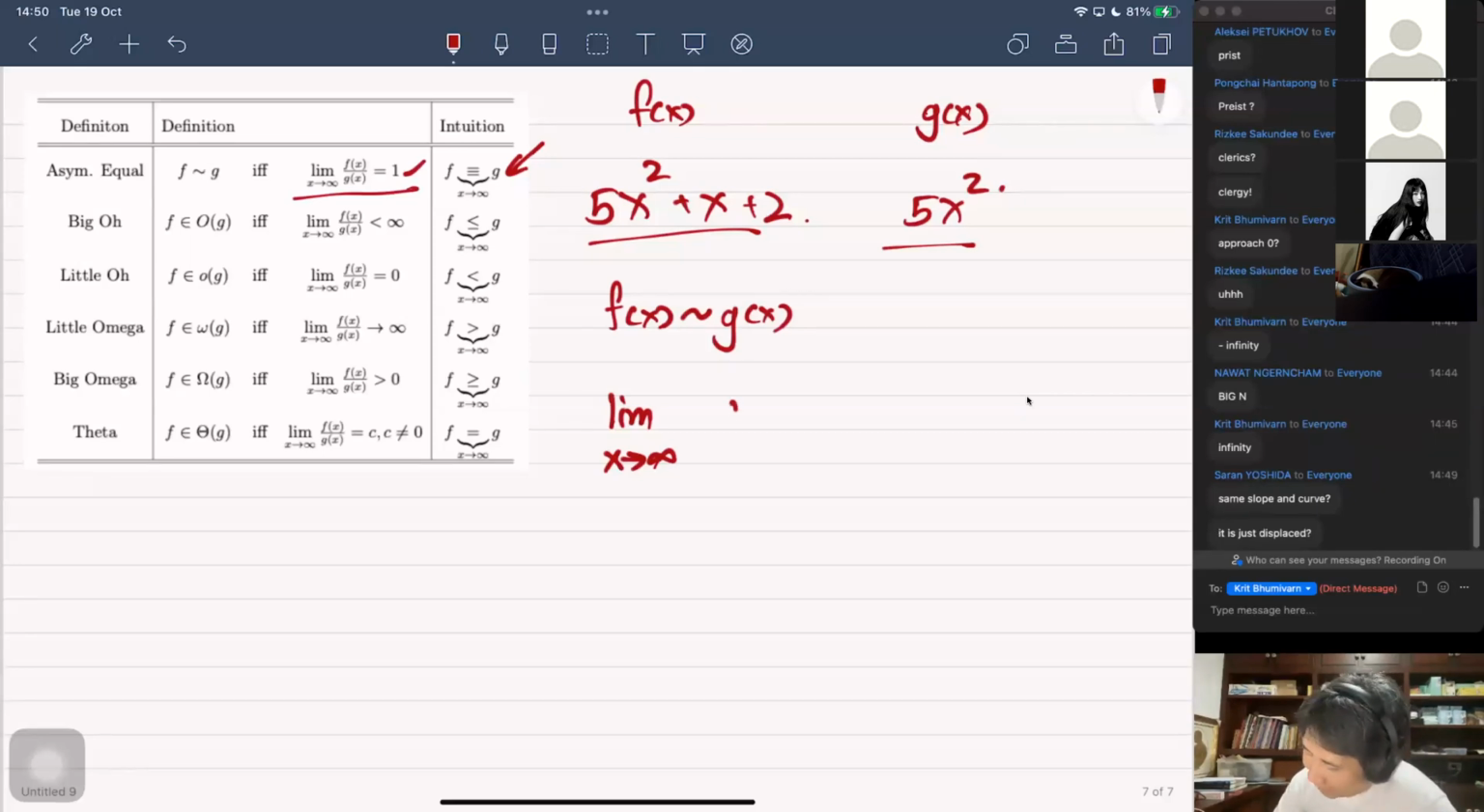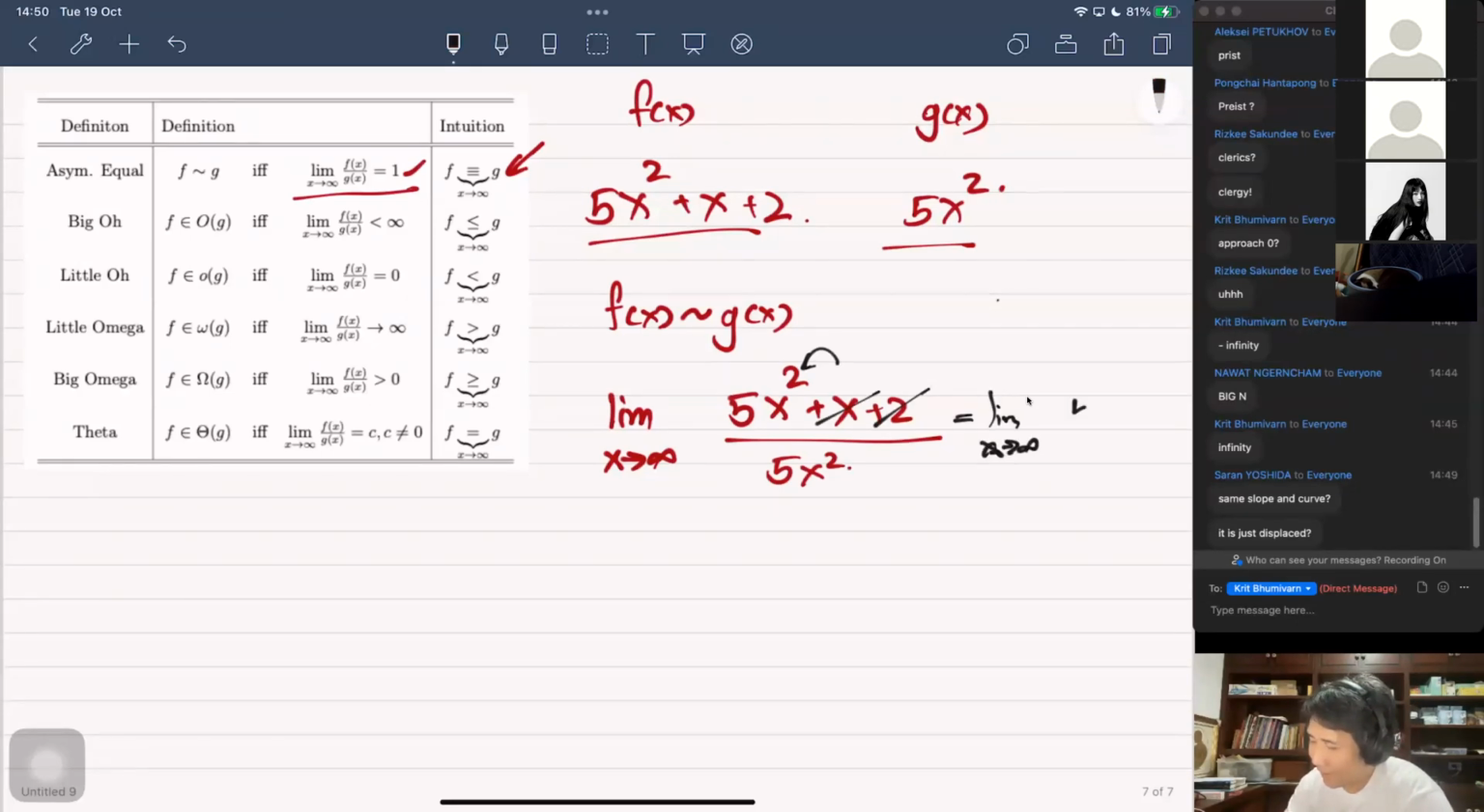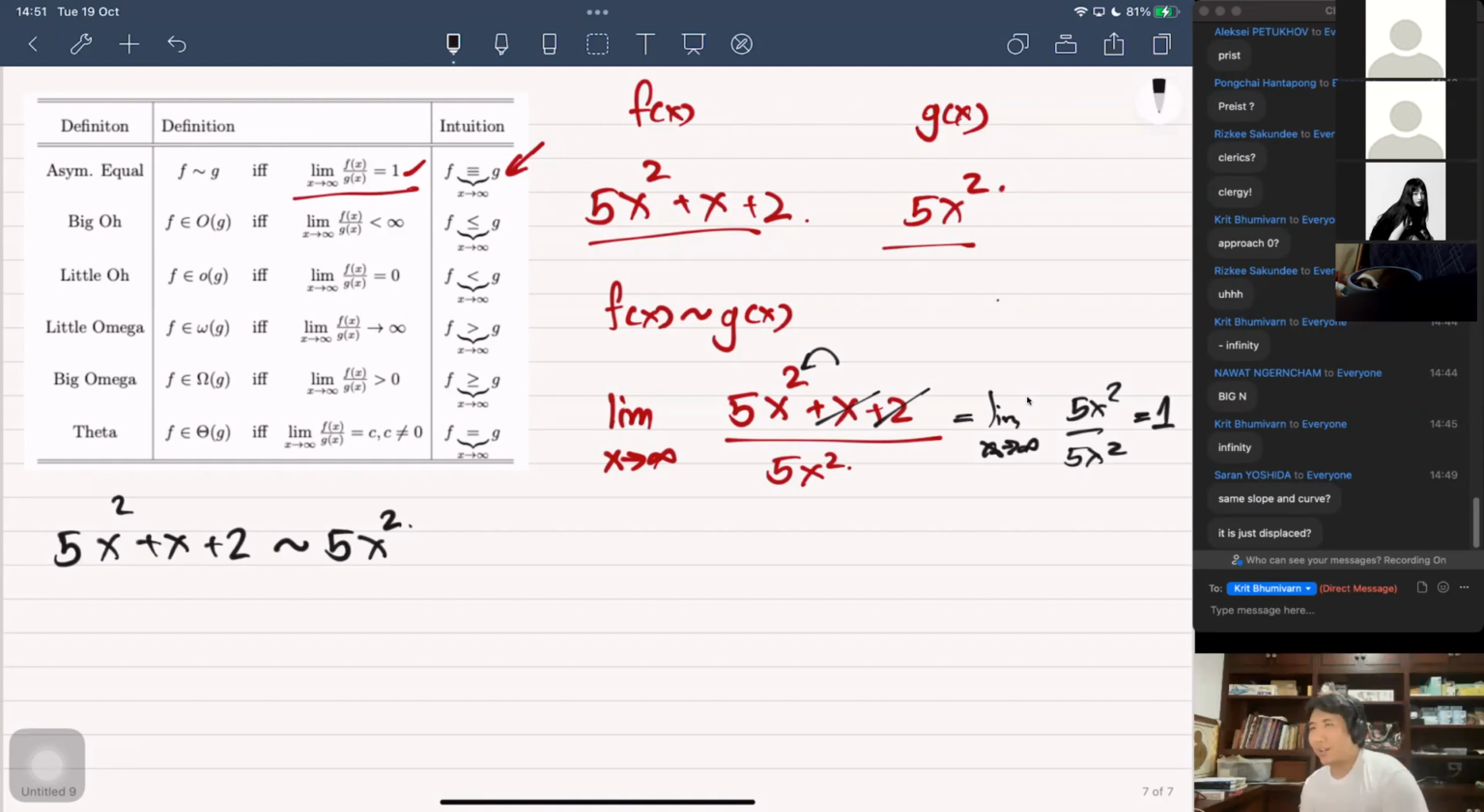So that means all you need to check is 5x squared plus x plus 2 over 5x squared, which, if you still remember how to take the limit, right? When x is large, you can ignore x and 2, because there's a 5x squared over here, and then you're left with 5x squared over 5x squared. So that's going to be 1. Are we good? So the limit of the ratio is 1. That means we can write that 5x squared plus x plus 2 is asymptotically equal to 5x squared. But no one actually does this. The two most important ones for you are this guy and that guy, which we're going to discuss.